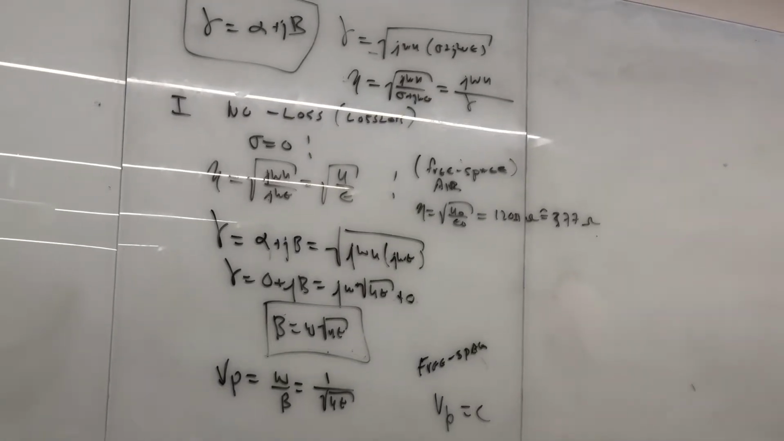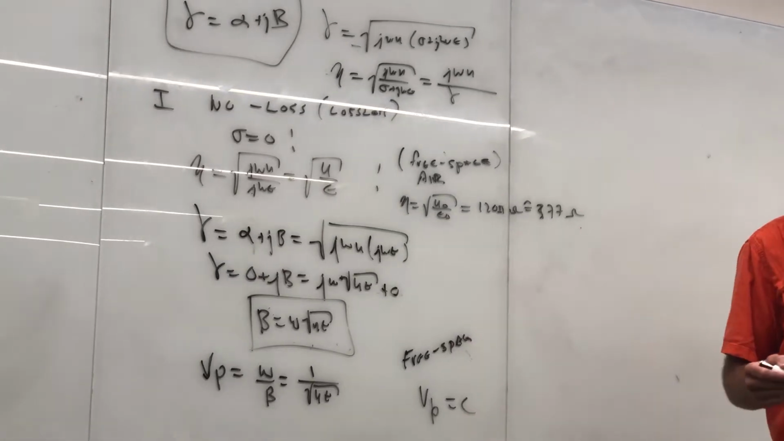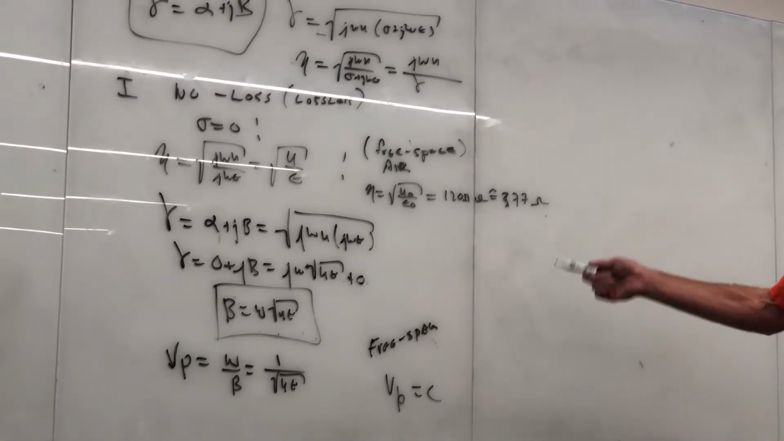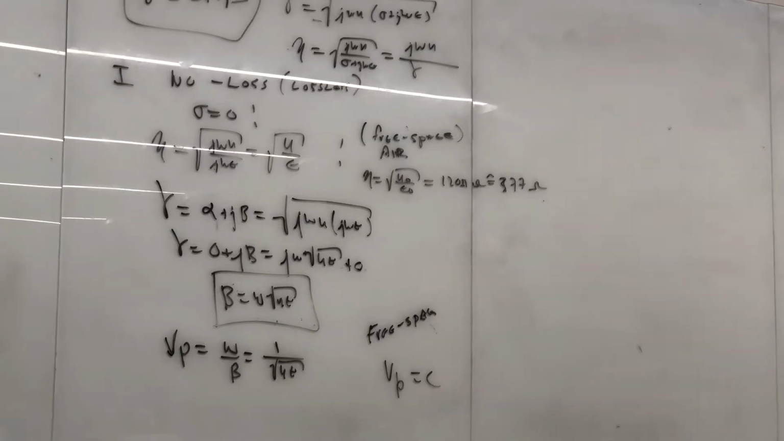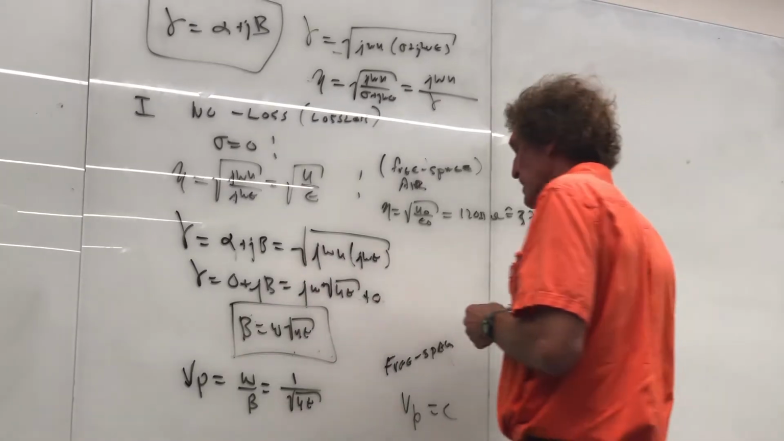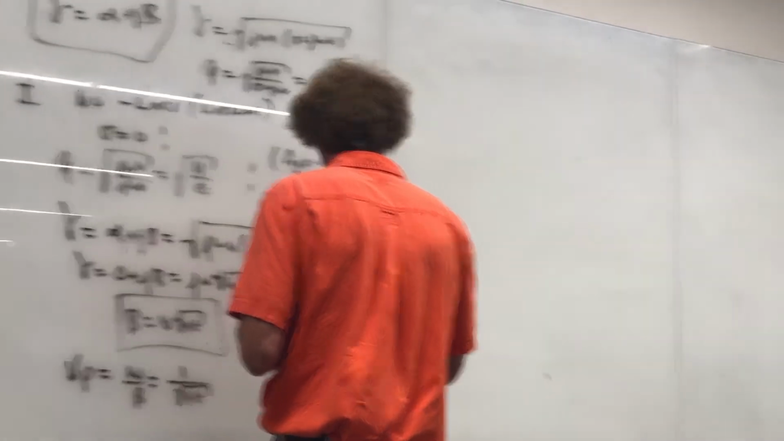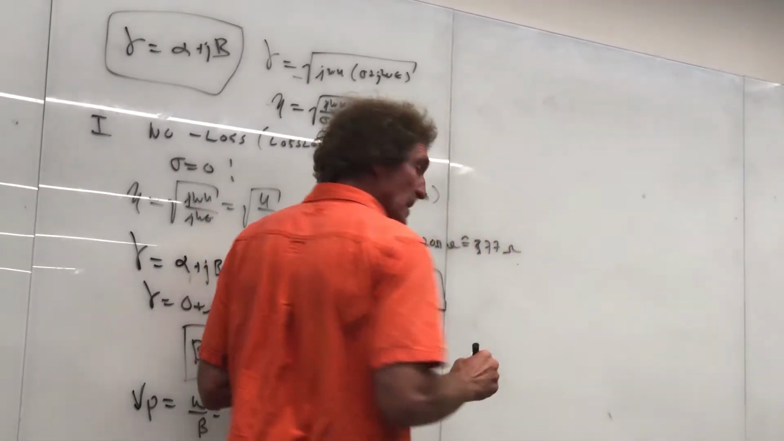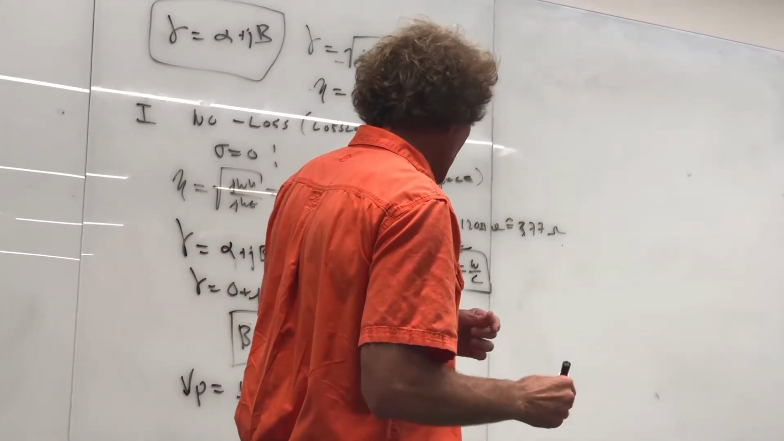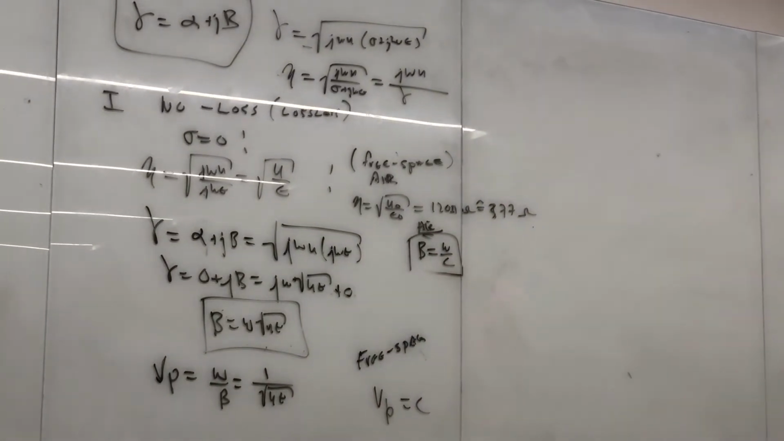Okay. Now that's case 1. That's no loss. A special case of no loss is free space. And eta is 120 pi in free space. Beta is just omega times the square root of mu epsilon, or really omega over c. So in free space, beta would be equal to just omega divided by c. That's for free space. Again, this is air. I'm going to specify that. Now, that's no loss, and then free space.